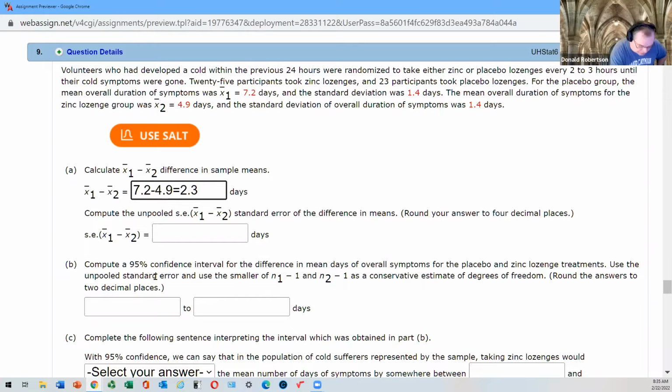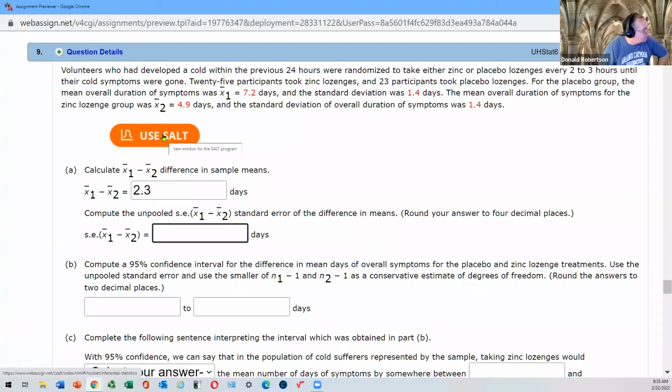So it looks like if you take zinc, it'll knock 2.3 days off your recovery, right? In other words, you'll get better quicker. Now, the standard error, well, I don't need to.